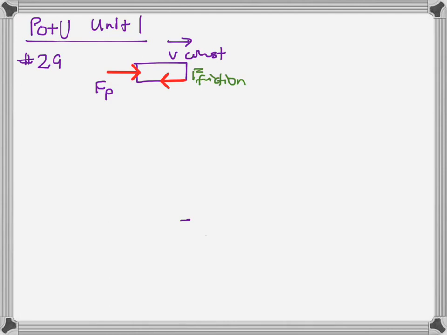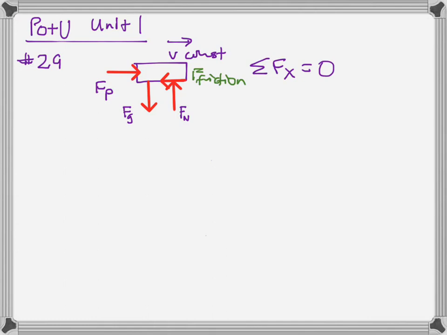So that force must be friction. So there's a friction force acting against the pushing force. We have two additional forces. We have the gravitational force of the block down and the normal force pushing up on the block as well. We don't have any motion in the vertical direction.